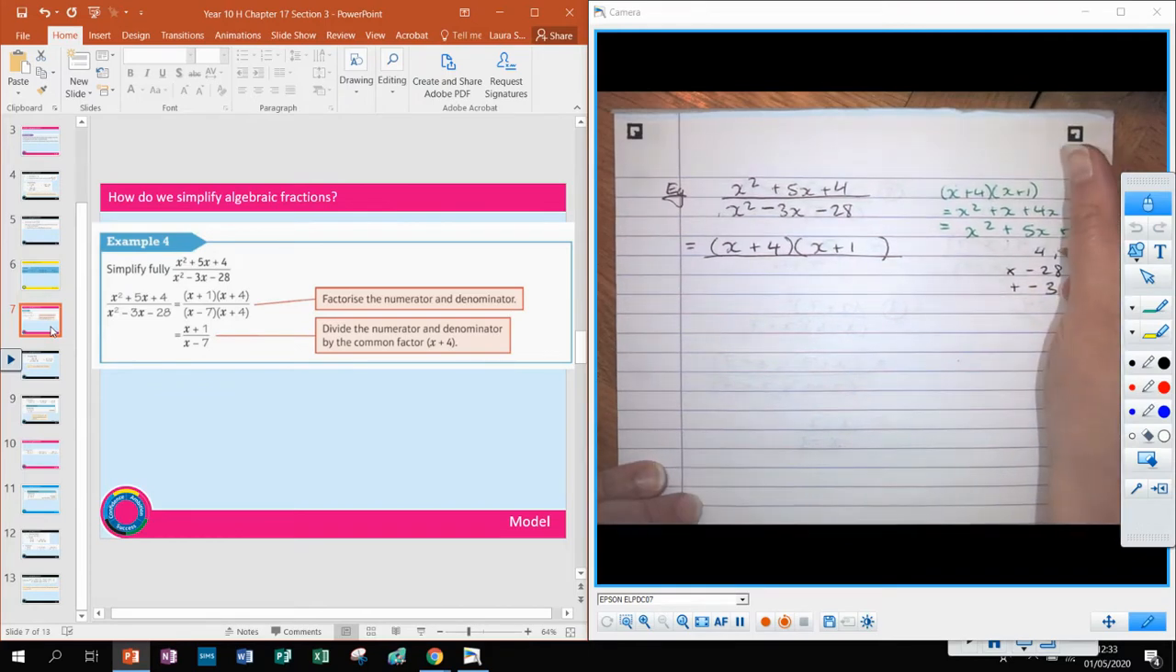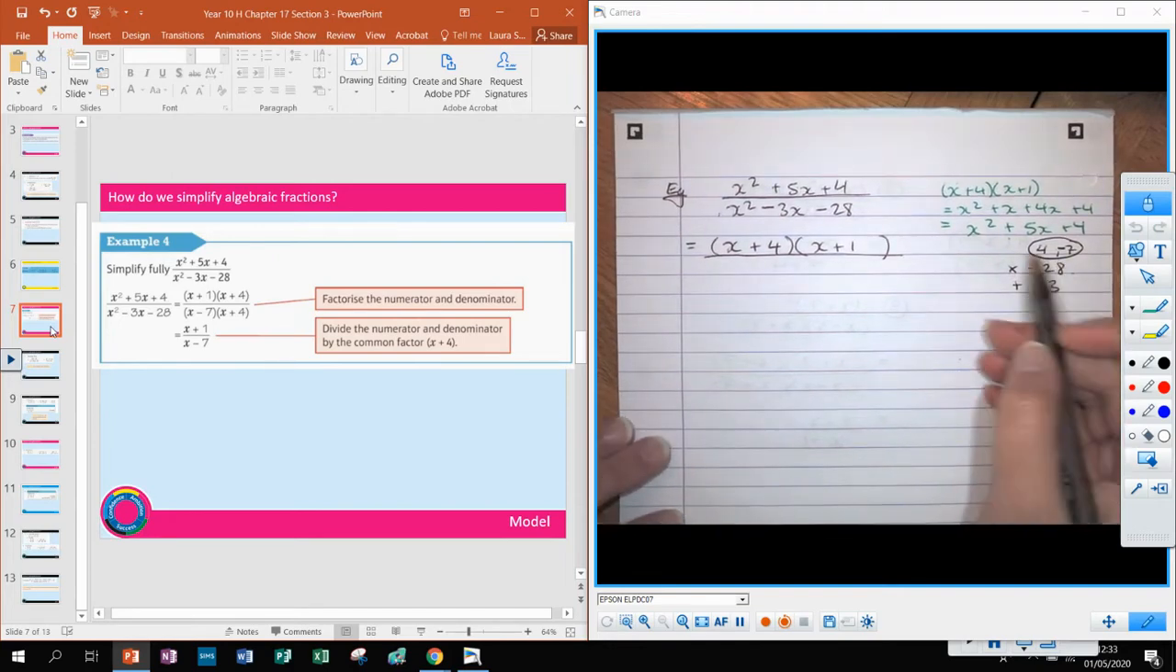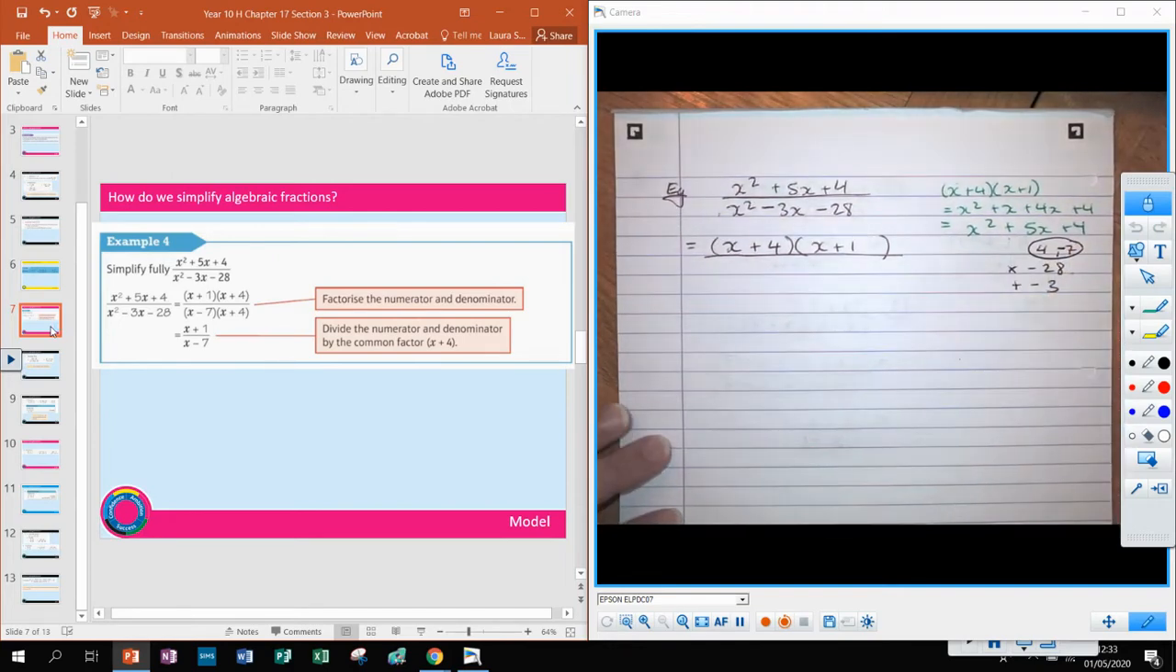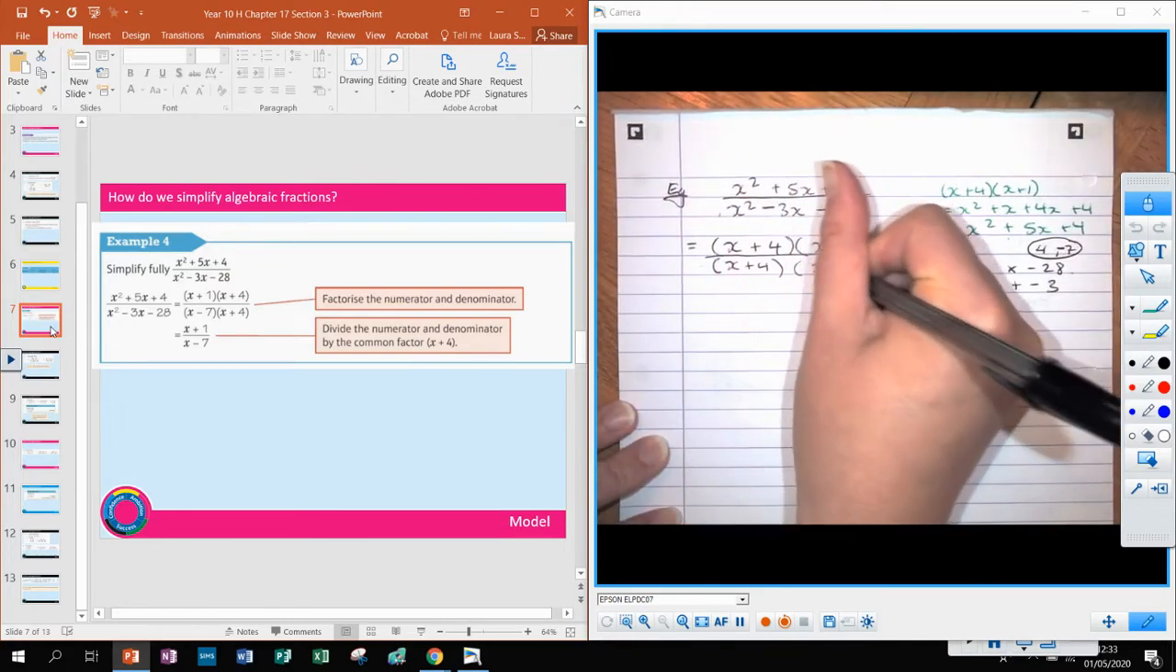So I'm going to want my 7 to be negative. So that's what we're using, a 4 and a negative 7, because a 4 take away the 7 would give me the negative 3. So that gives me x plus 4 and x minus 7.